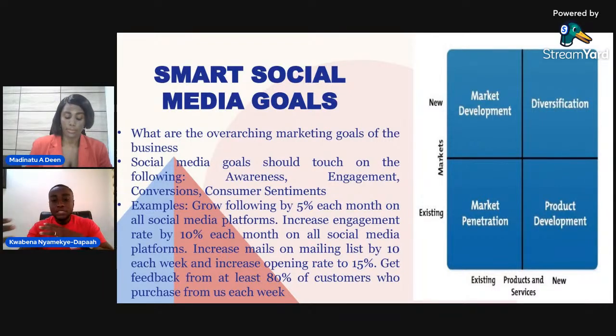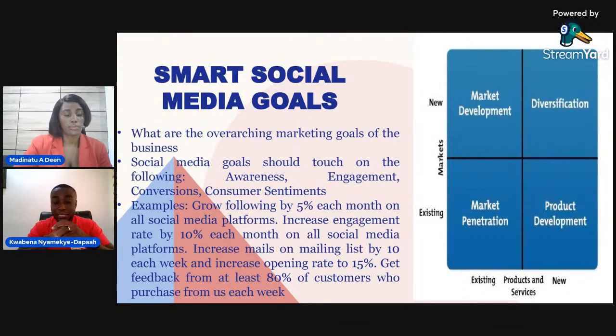Now, if it's a new service or product in an existing market, you want to develop that product. So, what do you want to do? You're also looking at engagement, but this engagement is about introducing the product to the people, letting them know how to use the product, what the benefits are, and where they can get it. That kind of engagement is what you want. And conversions: you want to put them on a mailing list, a WhatsApp group, or a Telegram group so that you can interact with them and they know how to use this product.